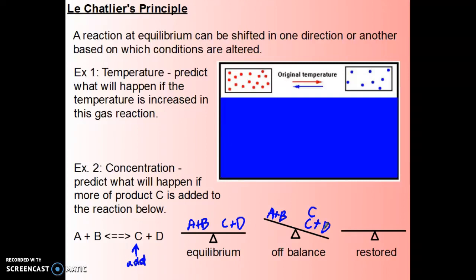So in order to restore balance, something from this side needs to shift back that direction. And so the restored balance will be with more of reactant. So the amount of reactant has increased and the amount of product decreased a little bit in order to restore that balance. Okay? So basically, whatever side of your reaction you're adding stuff to, the reaction will shift the other direction to make up for that and be able to re-equilibrate.